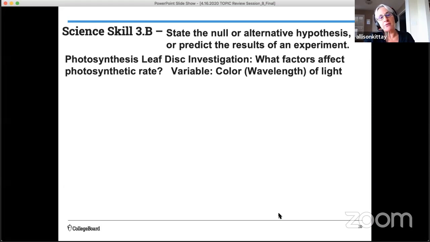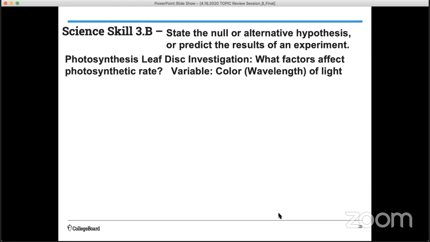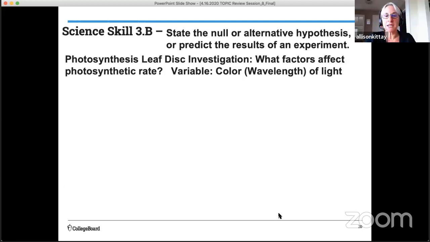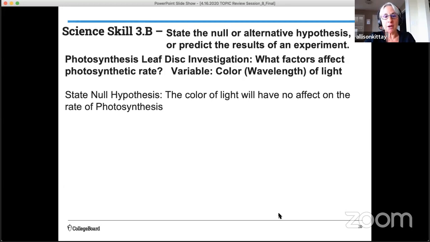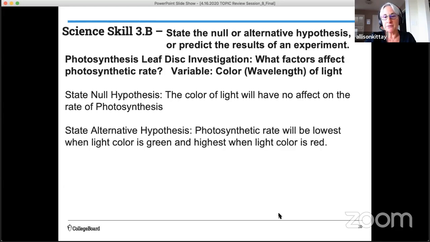So just a quick check for understanding. Remember, our skill was to state the null or alternative hypothesis and predict the results of the experiment. So let's take a look at that first photo leaf disc experiment, where we looked at the variable of color or wavelength of light. So a null hypothesis might be the color of light will have no effect on the rate of photosynthesis. An alternative hypothesis might be that the photosynthetic rate will be lowest when the light color is green and highest when it's red.